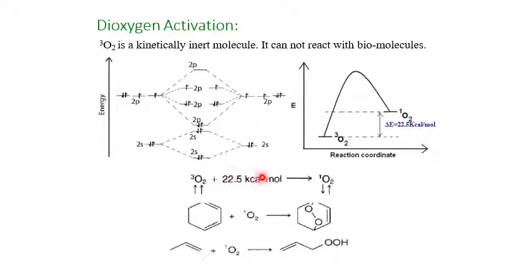So if you can supply this much energy, it will form singlet oxygen. Now this singlet oxygen will react with the organic substrate, do the endoperoxide formation, and all these kinds of reactions.